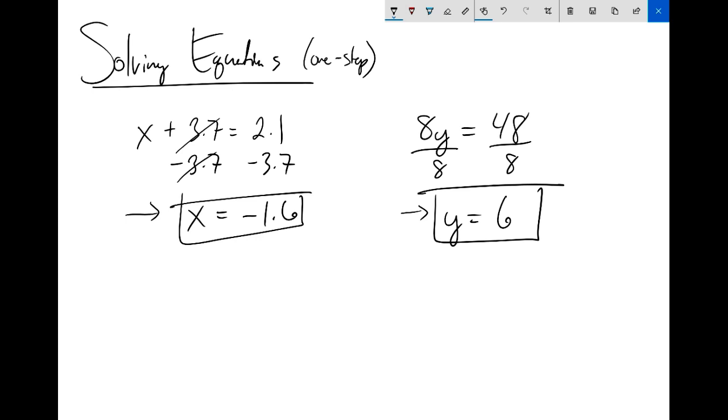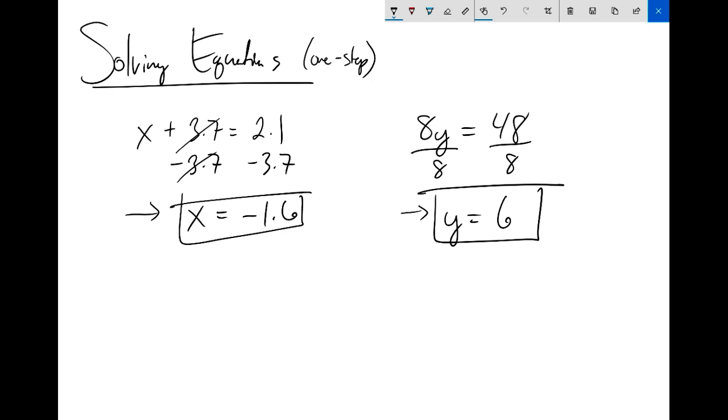So the nice thing about equations, excuse me, is that you can actually check your answer, right? Like I can take this number and I can plug it back in. And I can check. Is negative 1.6 plus 3.7 2.1? Is 8 times 6 48? Yeah, it is, right? So you don't have to wonder whether or not you got the right answer. You can actually plug it back in and check.